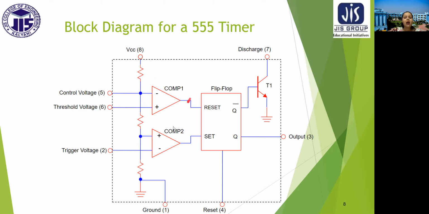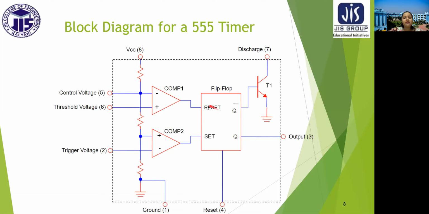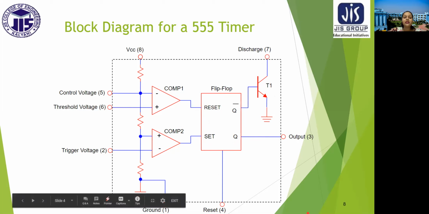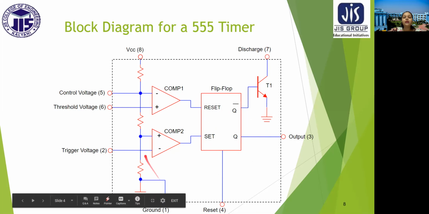Now the outputs of these comparators are connected to a flip-flop, which is a reset-set flip-flop, RS flip-flop. So whenever reset is on, that means this output Q will be 0 and Q bar will be 1. Again, when set is on, Q will be 1 and Q bar will be 0. Now this is the direct output terminal of the 555 timer, and this Q bar output is connected to a transistor which is known as the discharge transistor. So this is the basic block diagram of 555 timer.